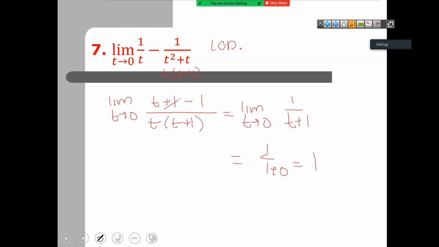So positive 1 and negative 1 cancel. And then t over t cancel.